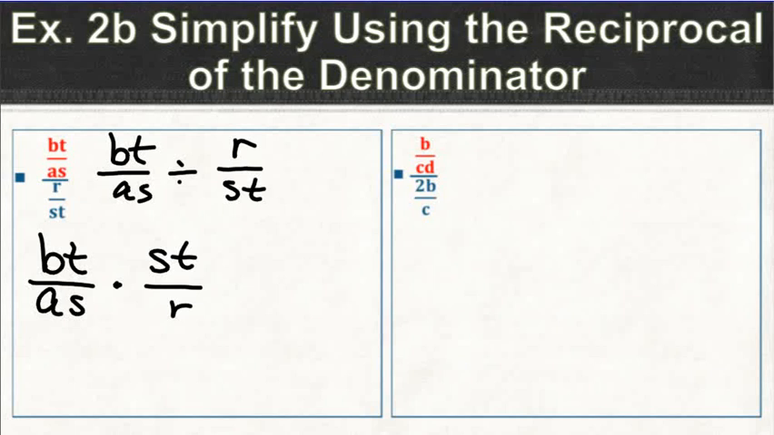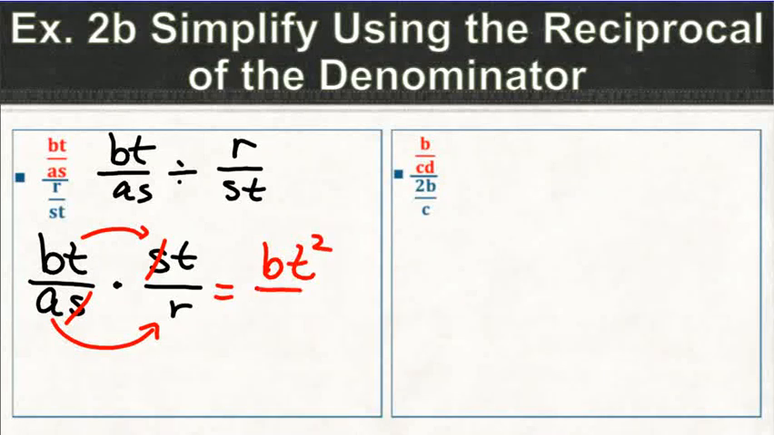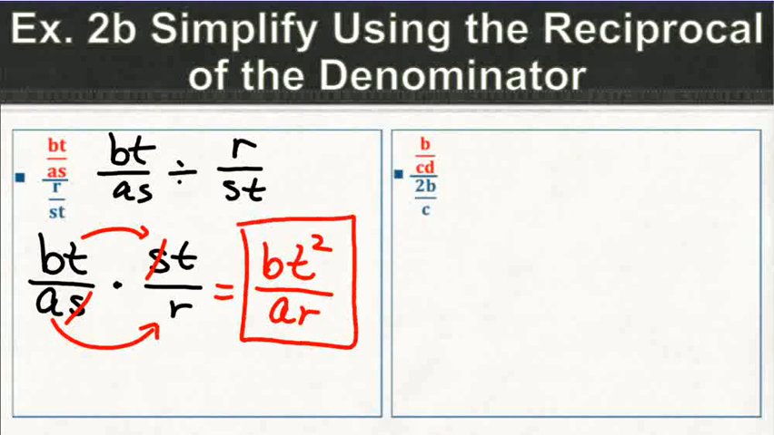Now I just have to see if there's anything in common that will cancel each other out in the numerator and the denominator. I see there's an S in the numerator and an S in the denominator. There's nothing else in common. So I can multiply the numerators times the numerators, the denominator times the denominator. And I get BT squared over R, that would be my answer. You may do the second example for yourself if you need one for practice.